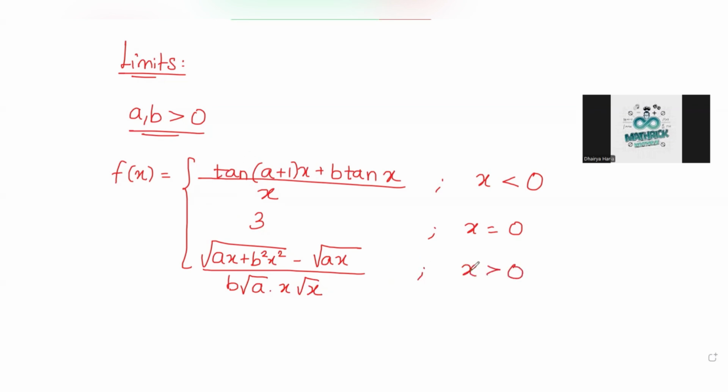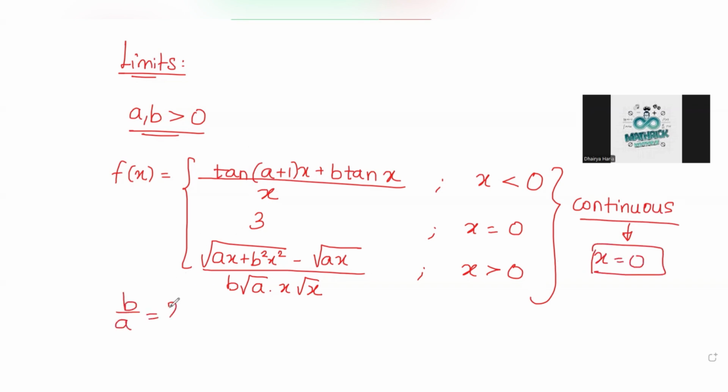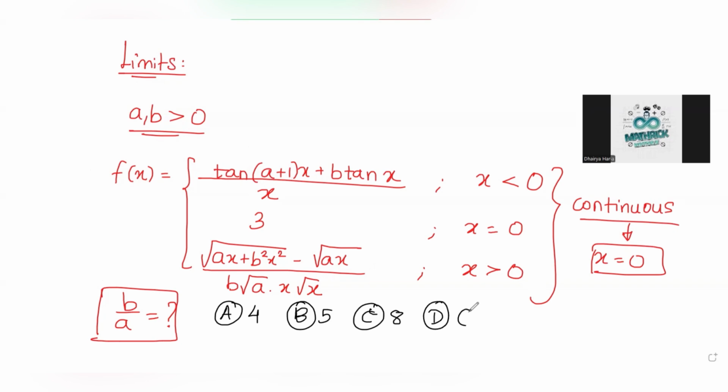We have been told that this function is a continuous function, and it is continuous at x equals 0. The question asks: what is the value of b over a? The answer choices given are 4, 5, 8, 6. So let's figure out which one of the answer choices is the correct answer, and how to solve this question.